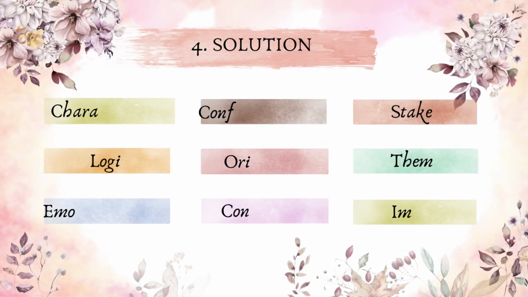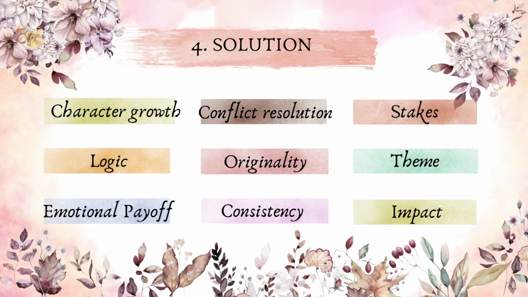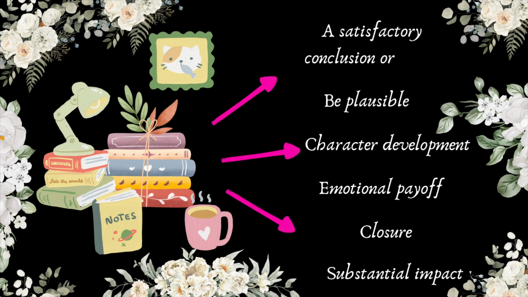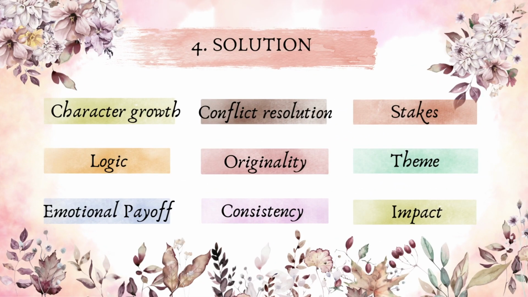Stick to the genre. Lastly, for a story to have an impact on the reader, there must be a satisfactory conclusion or result. The answer must make sense, be plausible, be in line with the story's stakes, and be relevant to the topic. Also, it should result in character development for the primary characters and an emotional payoff for the reader. The resolution should provide closure and the reader with a sense of pleasure by having a substantial impact on the characters and the story's setting.